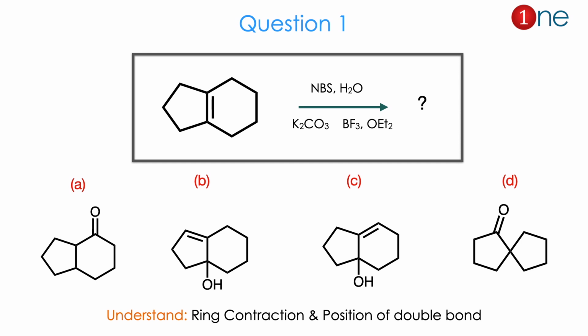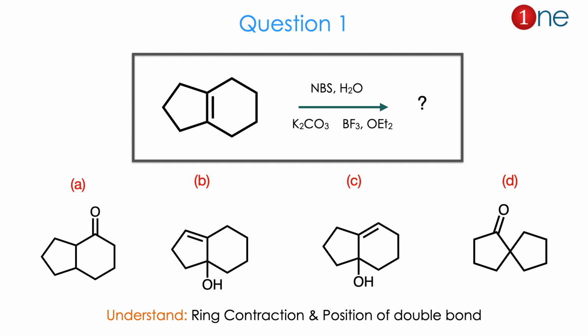Let us see question number 1. Question number 1, the starting material contains a 5-member and 6-member fused system, and in the fused ring you have an alkene in the bridge. So you have the reagents NBS and water, potassium carbonate, BF3 and ether. Here the products are given. Products are just ketone formation or fused ring alcohol formation, or the position of the alkene is different. The D answer suggests that there can be a ring contraction and ketone formation.